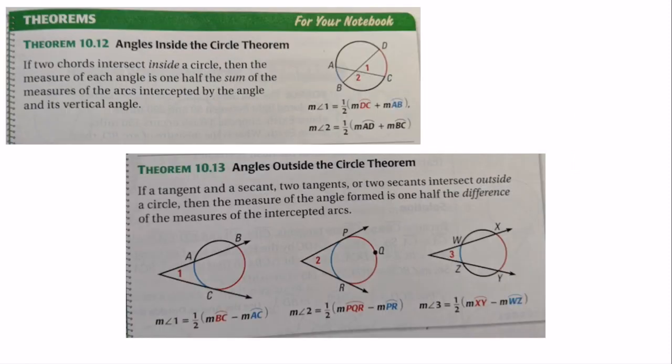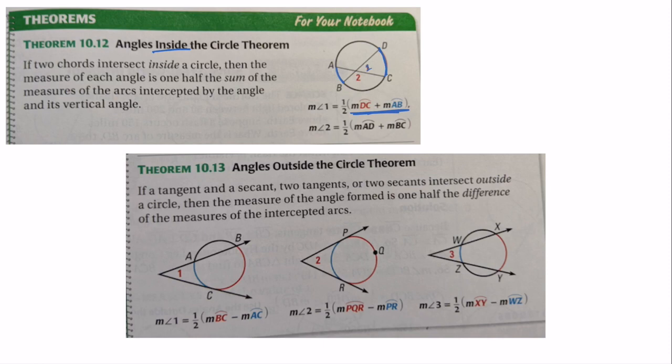If it's inside the circle, then the measure is going to be half of the sum of the intercepted arcs. So if we wanted to find the measure of angle 1, its intercepted arcs are AB and DC. We would add them up, take the sum, and take half.